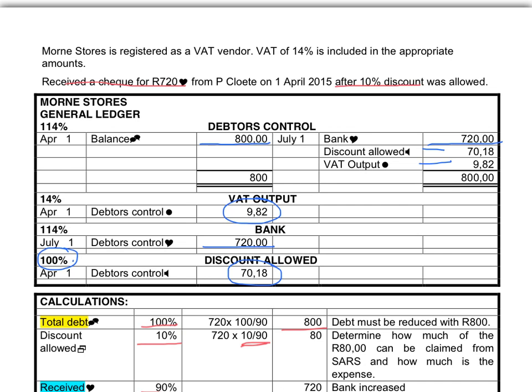Debtors control is a 114% account because it includes the sales price plus the VAT, or the amount received plus the discount plus the VAT.